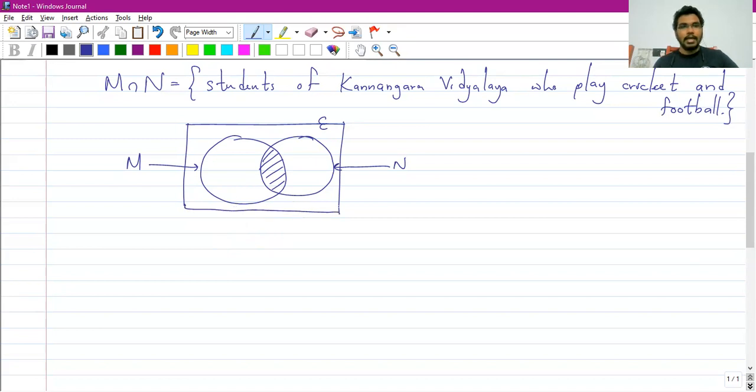So that means it is the intersection of M and N set. So here we can denote this shaded part. It is the M intersection N. This is M intersection N. So we can denote it like this way using a Venn diagram. So now we will move to our example number 2.